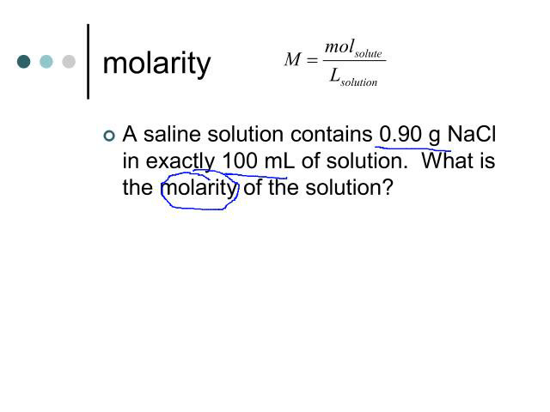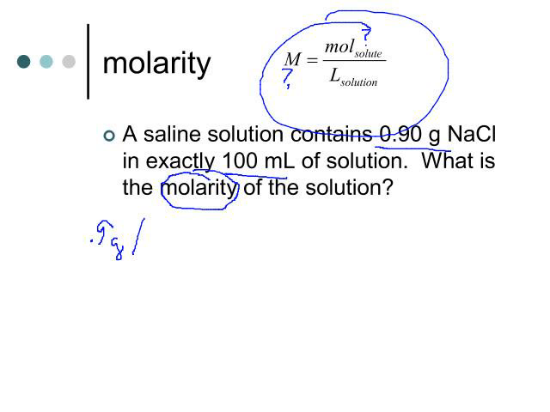So looking at our formula, we don't have anything that is in here. We don't know our molarity. We don't have moles, but we can get to that. And we don't have liters, we have milliliters. So we're going to have to convert that. But the first thing we have to do is change our 0.9 grams of sodium chloride to moles. So we divide by the molar mass off the periodic table.